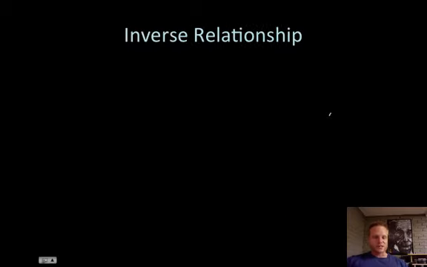The last type of relationship I like to talk about is something called an inverse relationship. And the generic formula for that is y equals a over x. Basically, what it's saying is as x increases, y decreases, or as x decreases, y increases. So they do the opposite of one another. That's hence the name inverse.